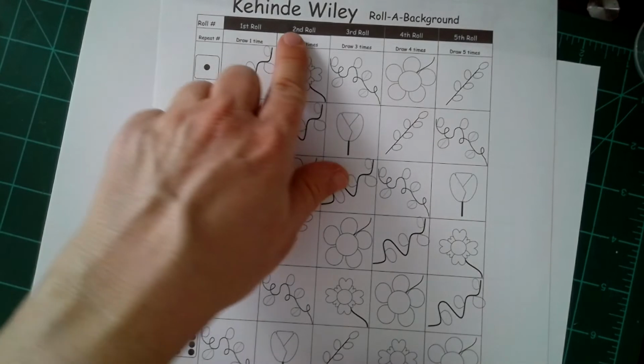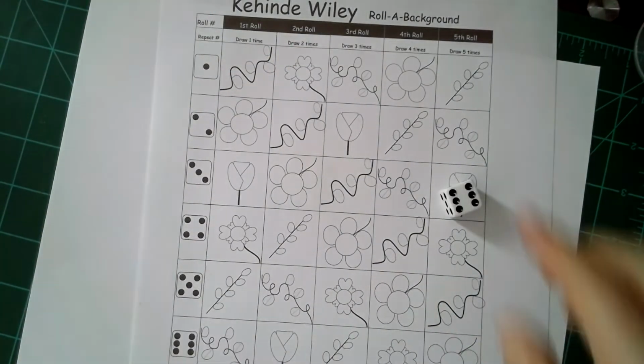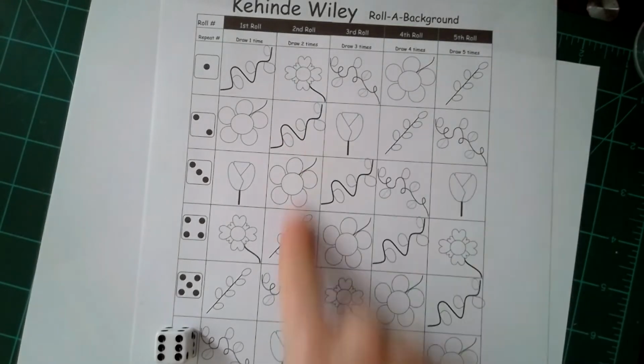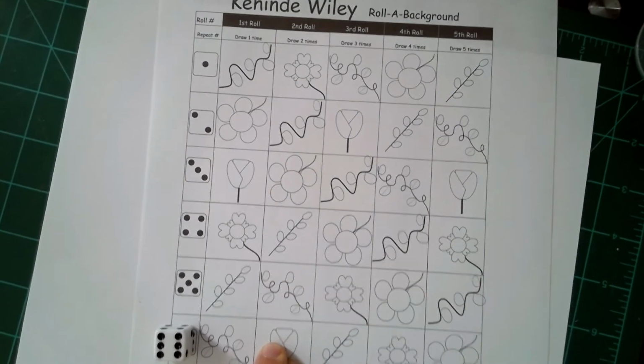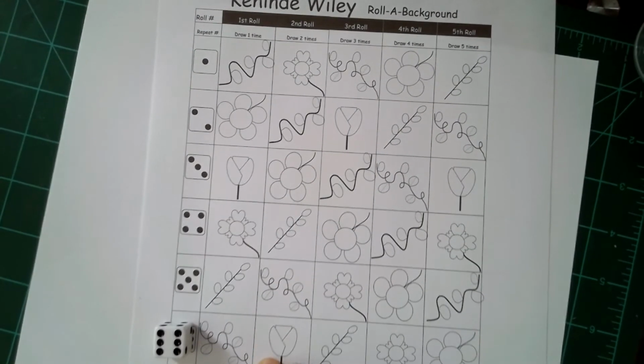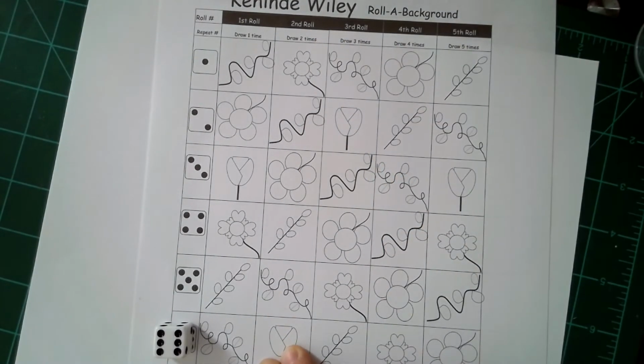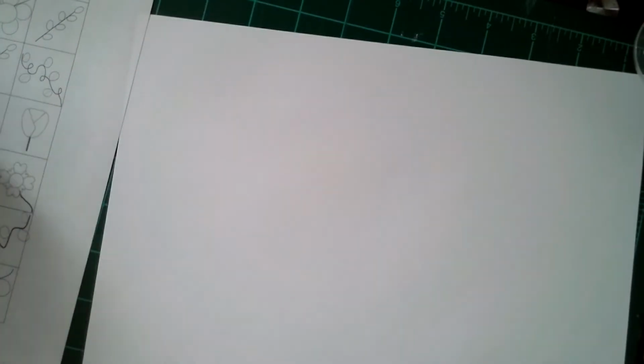The next roll, second roll, I got a 6. So I'm going to come down here, look at my 6, and I'm going to come down to the second roll. It's the same thing. That's okay. So I'm going to draw this. Since this is my second roll, it says to draw it 2 times. So I'm going to draw it 2 different times on my paper. So let's go ahead and get started with that.